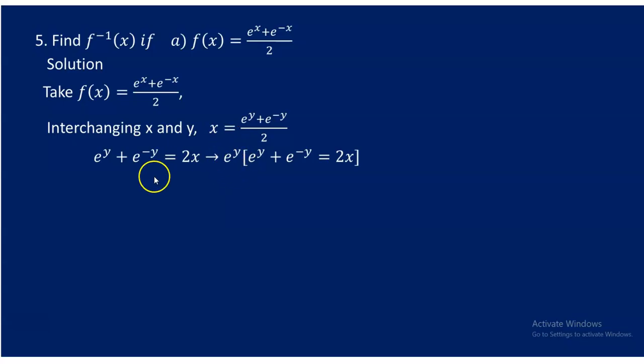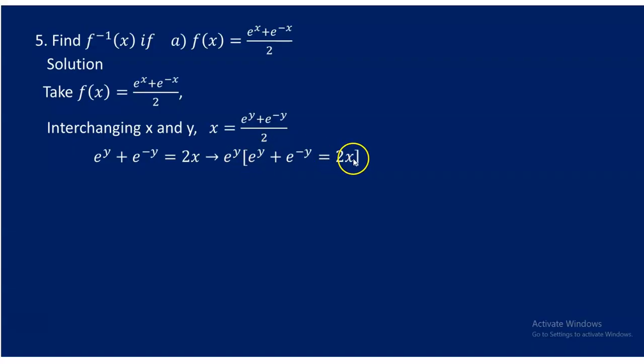Let's multiply the entire equation by e to the power of y. I'm multiplying the left expression by e to the power of y, and the right expression by e to the power of y too. So e to the power of y times e to the power of y makes e to the power of 2y, that is, e^y squared. And e to the power of y times e to the power of minus y: the bases are identical, right? So you take the base e and add the exponents. y with minus y makes 0, and e to the power of 0 is 1.